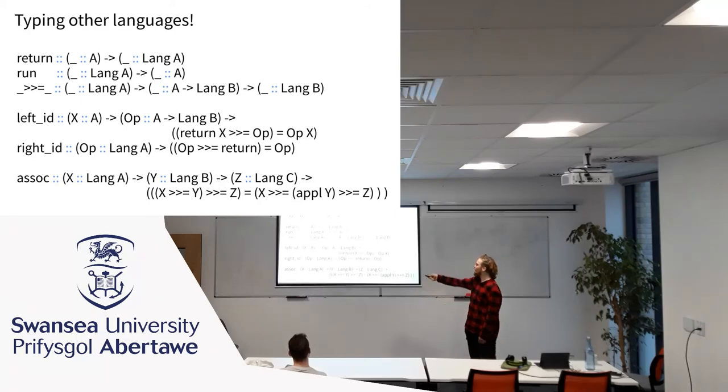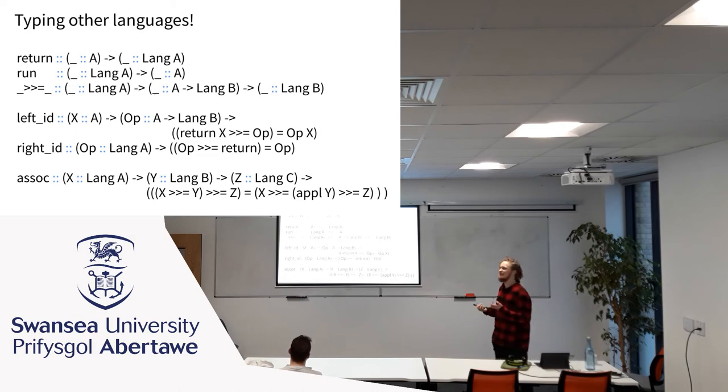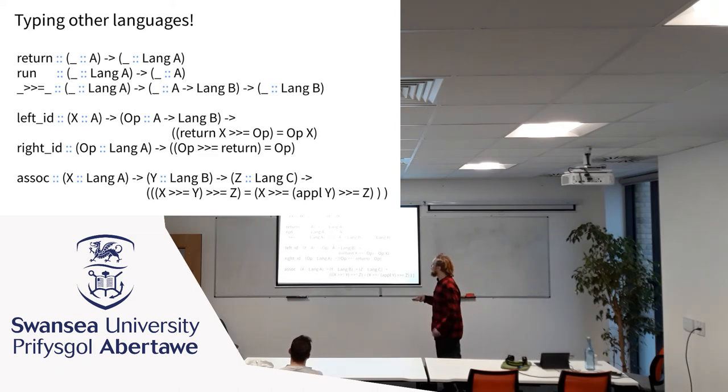Because return should be something as boring as possible. And then some associativity. We're not going into detail here, but these are essentially the three laws that have to hold for monads in order to make this a sensible language, right?